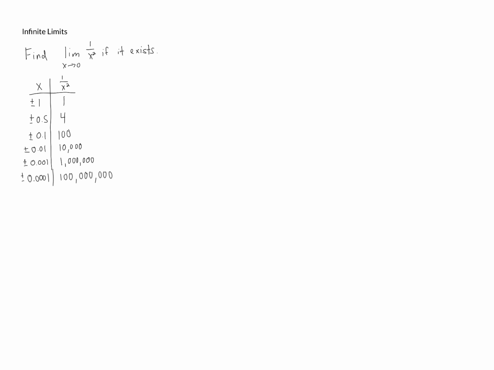If we have 1/10,000th and we plug that in, we end up with 100 million, right? These numbers are getting astronomically large. And when this happens, we say that the limit is infinity. And we write the limit as x approaches 0 of 1 over x squared is equal to infinity.